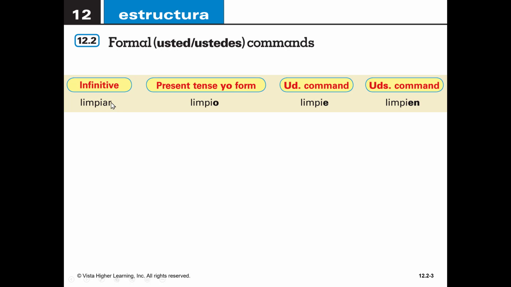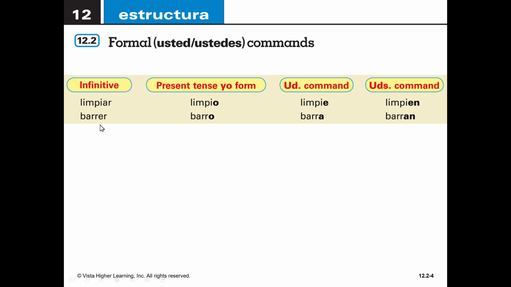Let's first take a look at limpiar. Limpiar ends in AR. So the way that you're going to conjugate these is first you're going to conjugate it in the yo form, in the present tense. Limpiar, how do I say I clean? Yo limpio, limpio. Then you're going to drop this O from the yo form. And if you want to put together the usted command, you're going to add an E. Okay, so drop the O, add an E, and that's your usted command. And for ustedes, N. So you just be adding an N to that, EN.